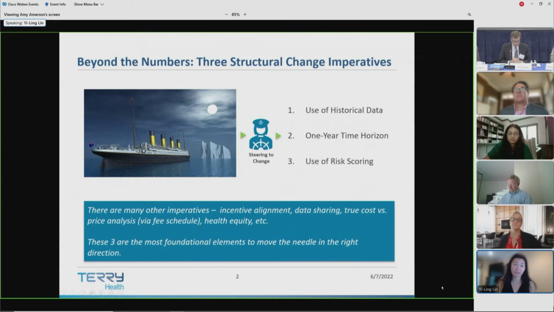So what I'd like to concentrate on today are three fundamental principles that we've noticed and think will really move the needle if people pay attention to them. What we don't want to do is be moving chairs on the deck of the Titanic, right? We really want to be steering the ship to try to avoid that iceberg.